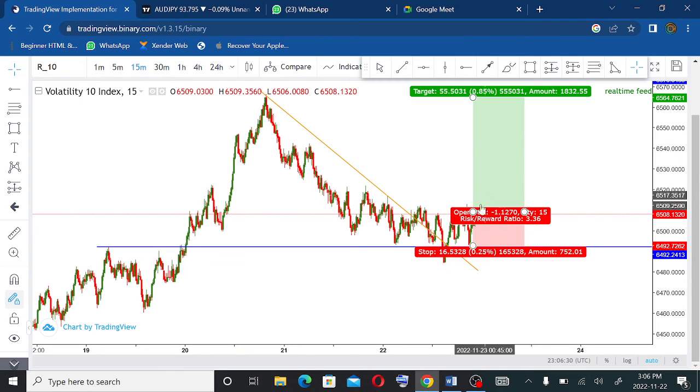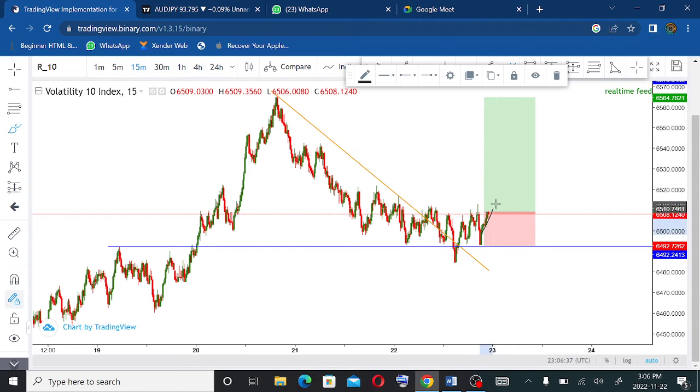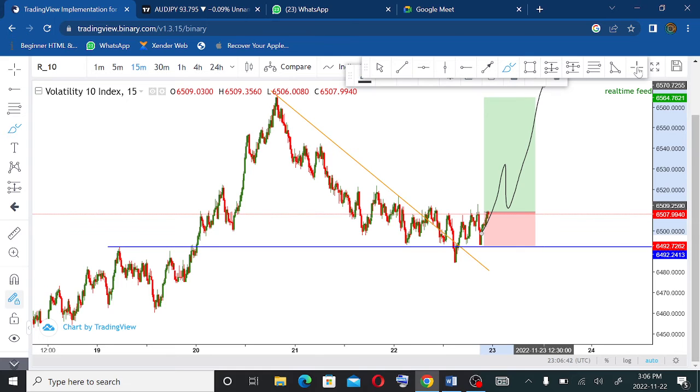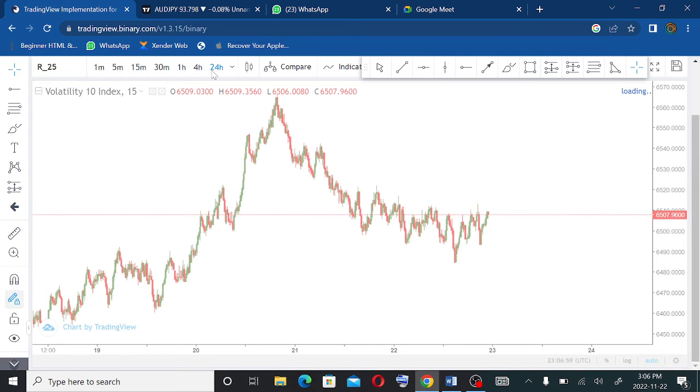I'll just use my pen. I would want to see a nice push up, retest, and then finalizing it to the upside. So that's what I want to see on this pair. I'll save this, come back to it and see how it plays out. Then the next pair we'll look at is the volatility 25.